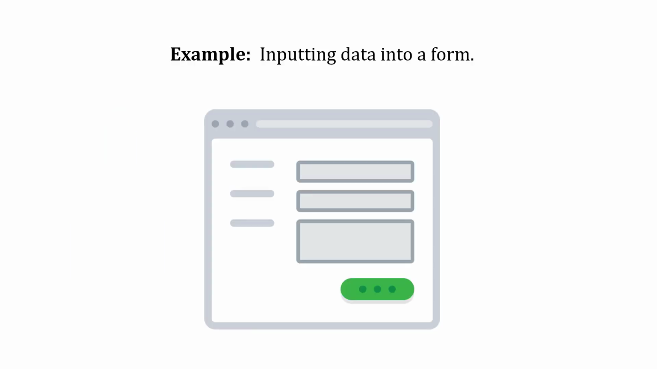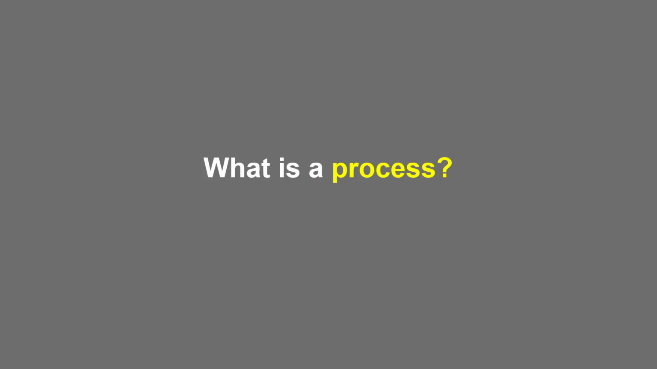An example of what we could automate in RPA is inputting data in a form. We see the form in our GUI on our screen, and we can automate the steps we perform to fill that in. Before we go further, though, it's important to talk about what a process is, because this is what we're trying to automate as part of RPA.